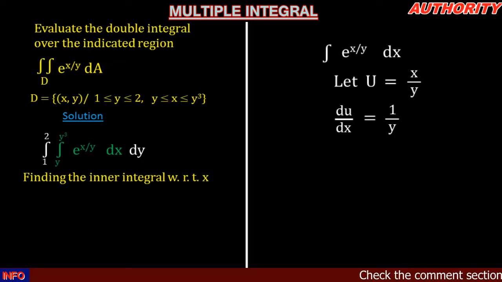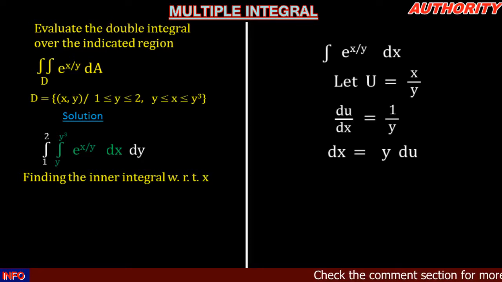From this place, let's cross multiply and make dx the subject. As we make dx the subject, we say that dx is equal to y du. Why did we make dx the subject? We made dx the subject because the variable x over y has changed to u. So we are no longer integrating with respect to x, but with respect to the new variable, which is u. And then what are we going to replace this dx with? Y du.